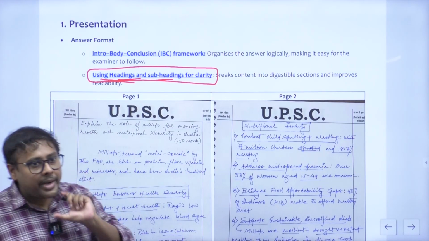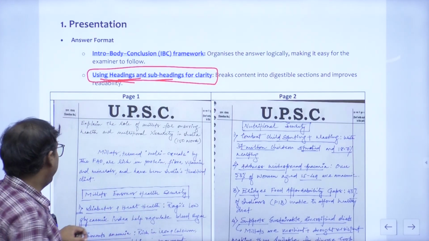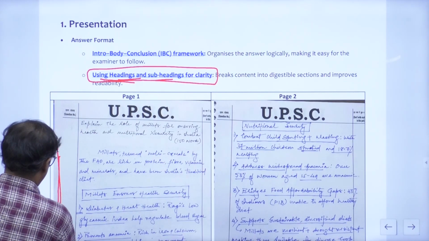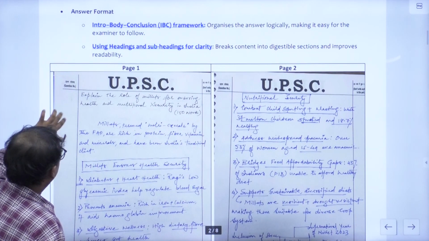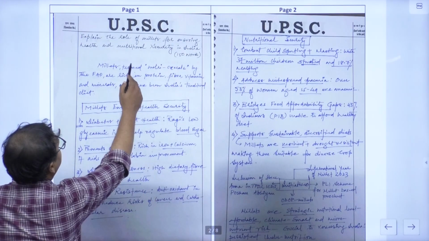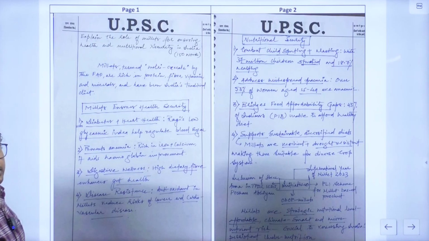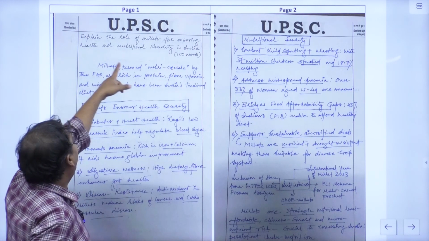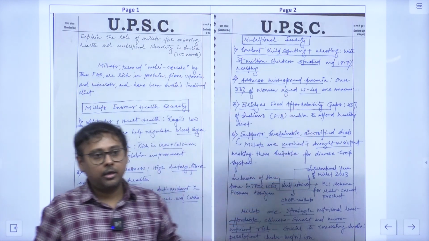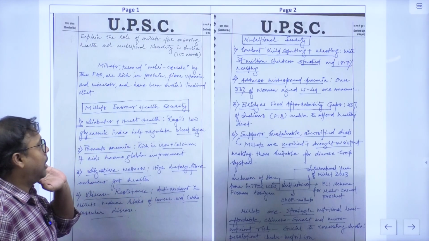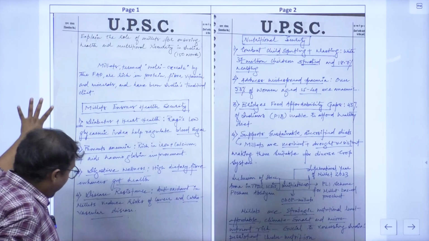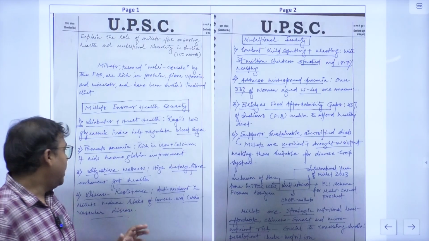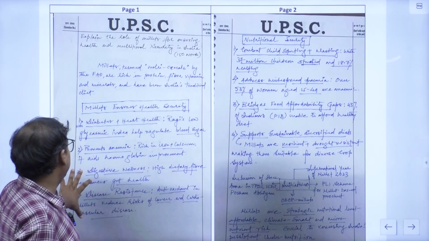And the moment the examiner is checking your copy, the moment you give a heading, let's say this question: explain the role of millets for ensuring health and nutritional security. The moment I divide it into parts, millets ensure health security, first part, and then nutritional security, you are clearly giving the message that I have understood the question and I am giving the content of the question in an organized manner. I have given here 4 dimensions.